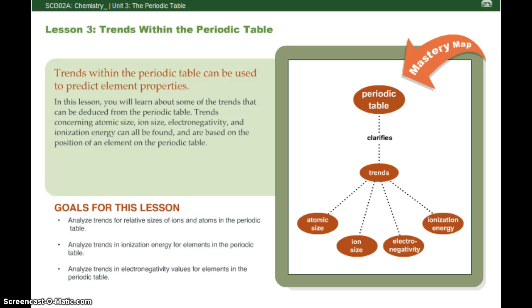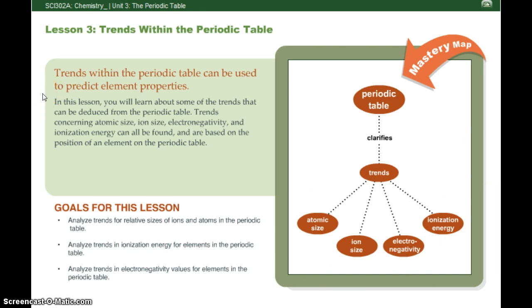So the periodic table clarifies trends of atomic size, the size of the ions, electronegativity, and ionization energy. Along with telling the number of valence electrons, whether something is a metal, nonmetal, or metalloid, or being even more specific, whether it's an alkali metal or alkaline earth metal, the periodic table also tells us some overall patterns.